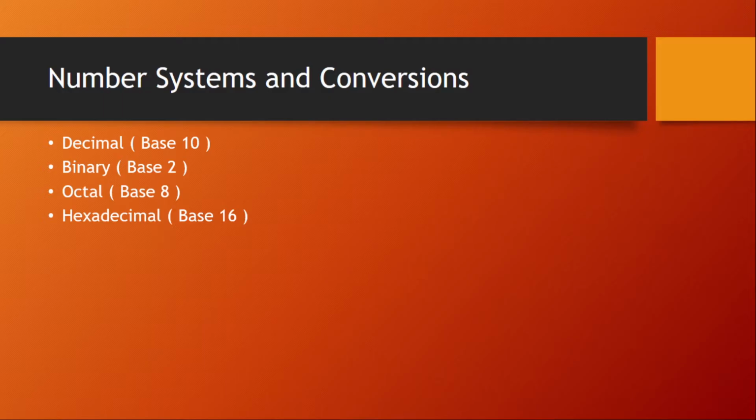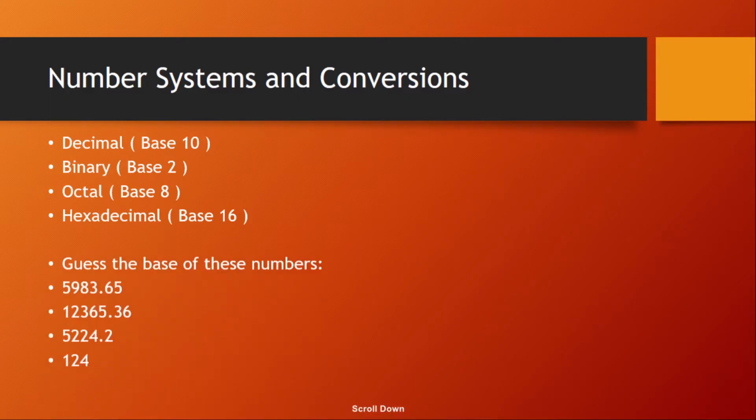So one is decimal, which has a base value of 10. Next one is binary, which has a base value of 2. And the third one is octal, and the final one is hexadecimal, as we have mentioned before in earlier stages. So a small activity for you. Please take 2 minutes and try to identify under what base these numbers could be accommodated.